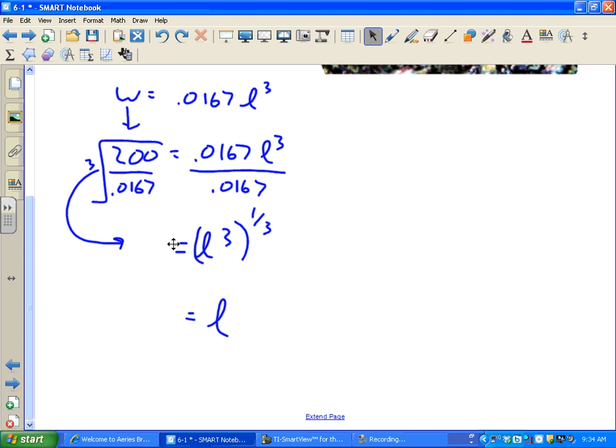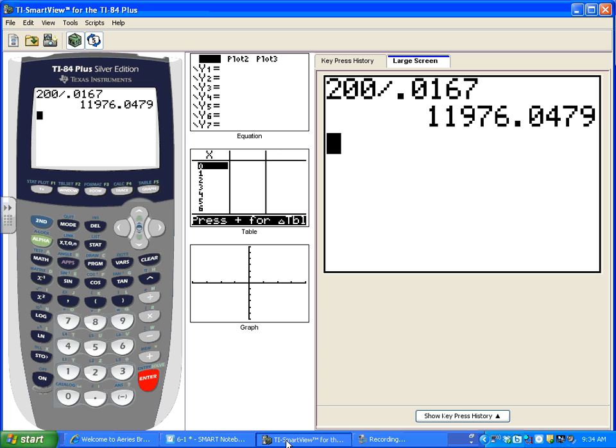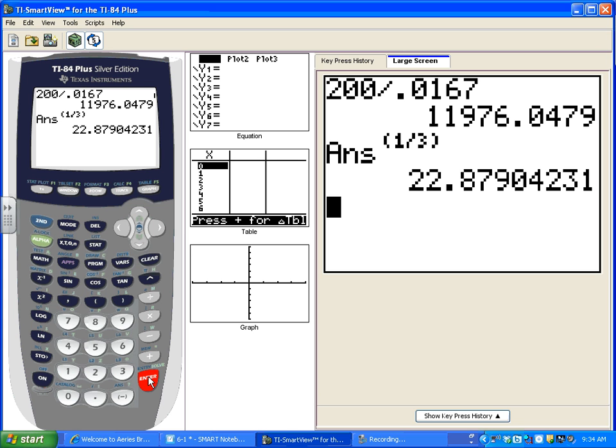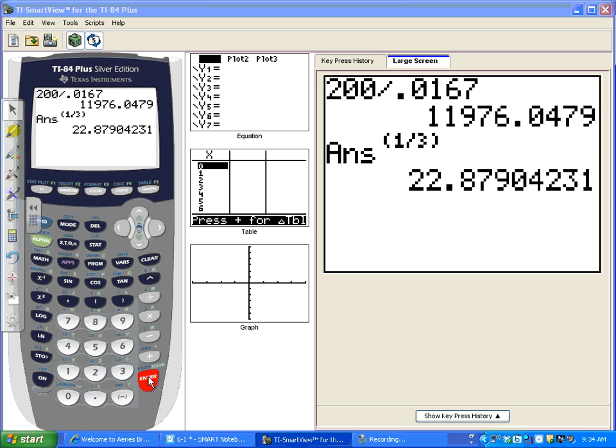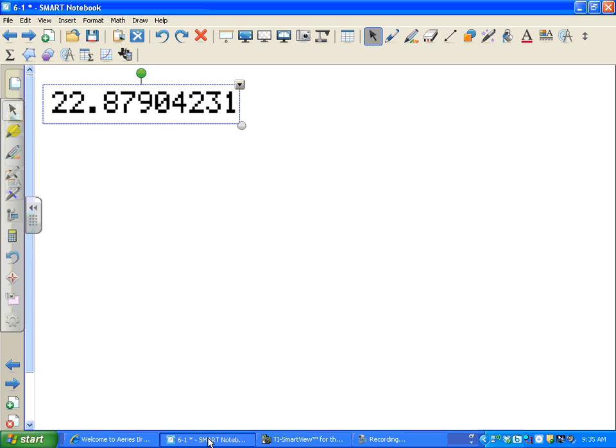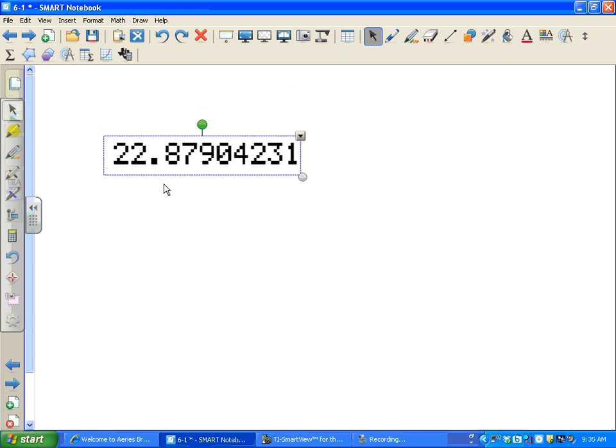Remember, I have 200 divided by 0.0167 sitting in my calculator. There it is. And so what I'm going to do now is take the cube root of that. The way that I'm going to take the cube root is to raise it to the 1/3 exponent. So if you have that on your calculator, you can press this button right now, which is your raising, and it will take the answer that you got from the previous problem and raise it to the 1 divided by 3 exponent, or taking the cube root. It's going to give you a decimal. It's a pretty big 22.879. That is the estimate of how big that fish is. 22.879, and that is centimeters.